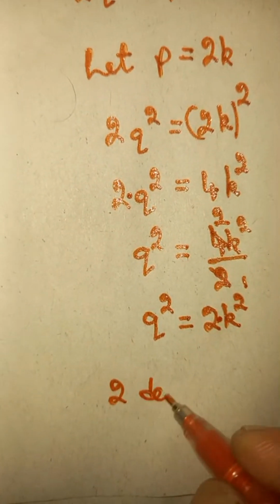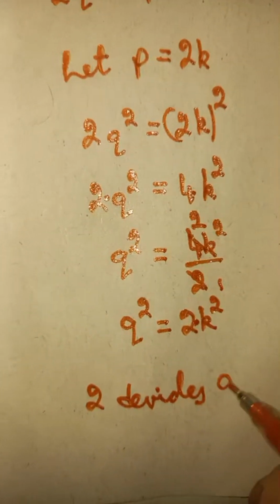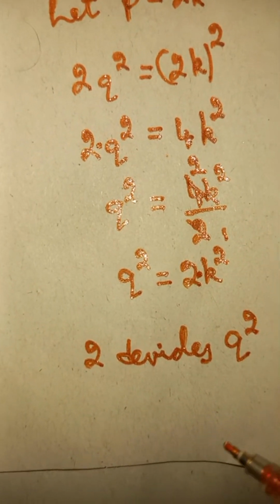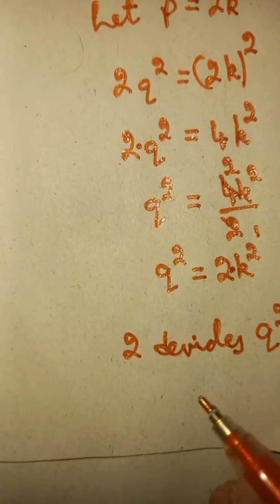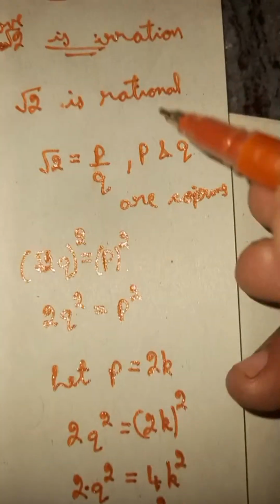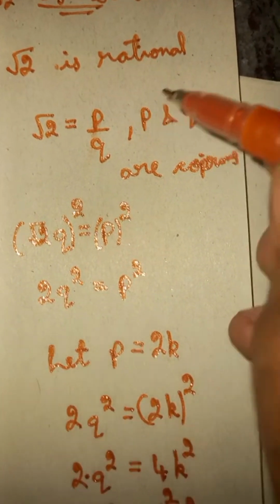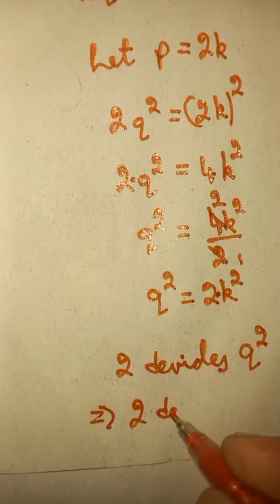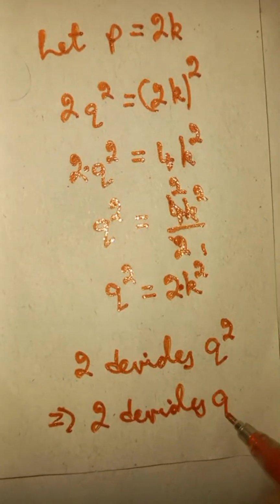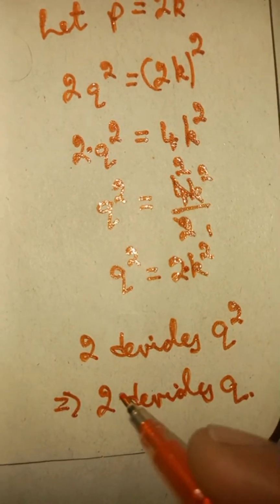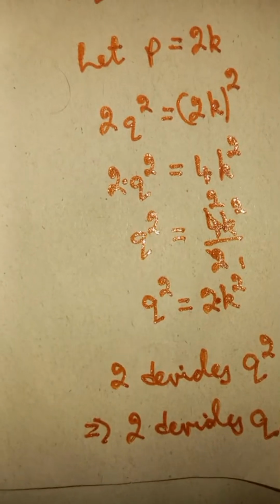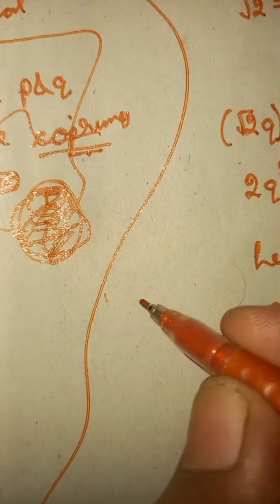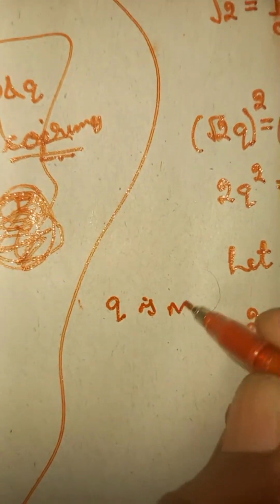Here 2 divides q square. If 2 divides q square, it must definitely divide the number q. Also it must divide because p and q we have taken as coprimes and they are whole numbers. So even each number it must divide. So it gives that 2 divides q. So q has a common factor which is 2. So q is not a coprime. This 2 divides q means p and q divides 2, means q is not coprime.